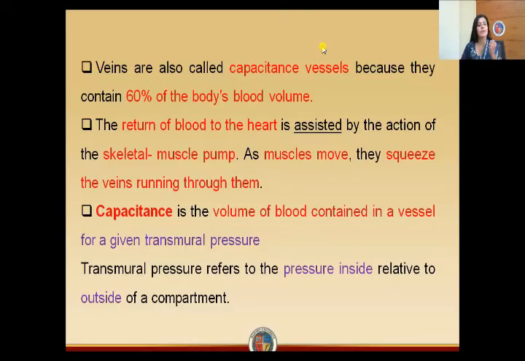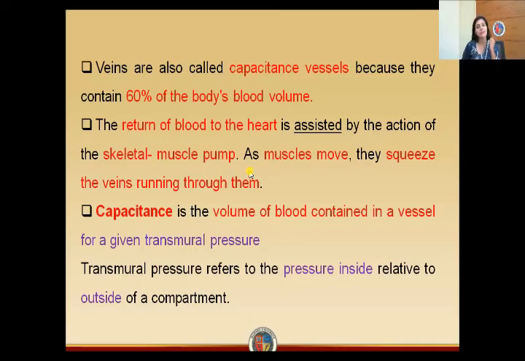So we can say that this return of the blood to the heart is assisted by the skeletal muscle pump. Why are we calling it the skeletal muscle pump? Because when the muscles are moving, this movement is squeezing the veins which are located or running through them.